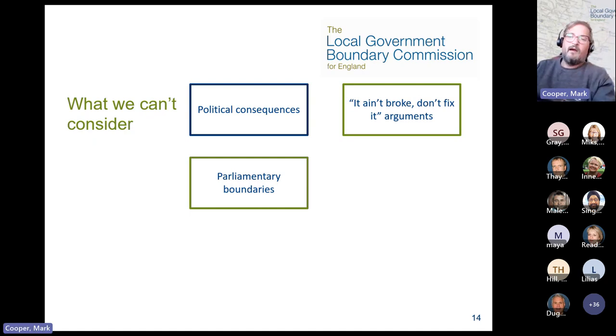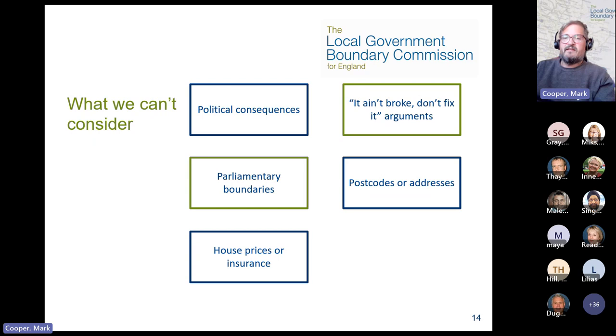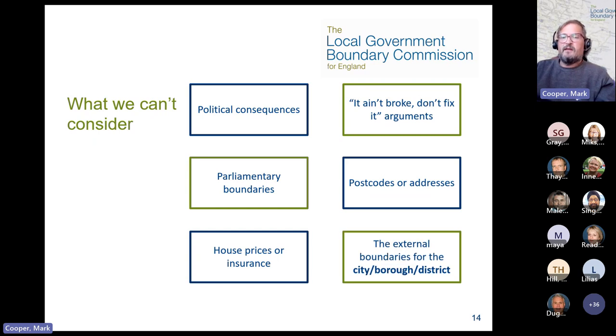There has recently been a review of the parliamentary boundaries, and those boundaries for Coventry will have been drawn up by using the existing wards for the city. So when we produce a new set of wards, they will only be used by the Parliamentary Commission at their next review. Our review doesn't change anyone's postcode, it doesn't change anyone's postal address. We have no evidence that it has any impact on house prices or insurance premiums. And finally, this review is only concerned with the internal ward boundaries for Coventry. We're unable to amend the external boundary of the city between Coventry and any adjoining authority as part of this review.